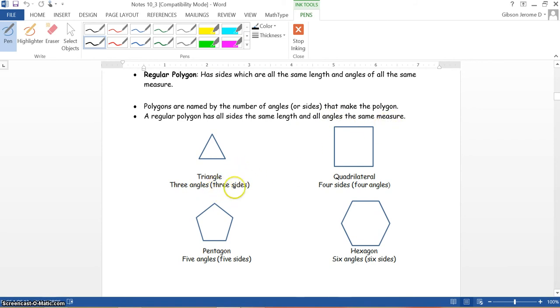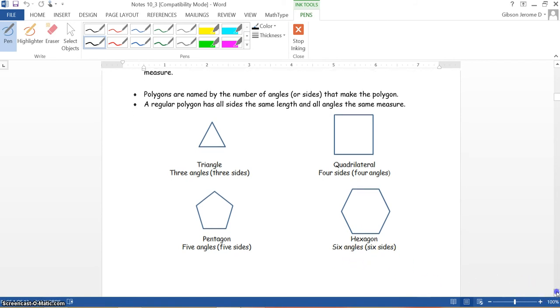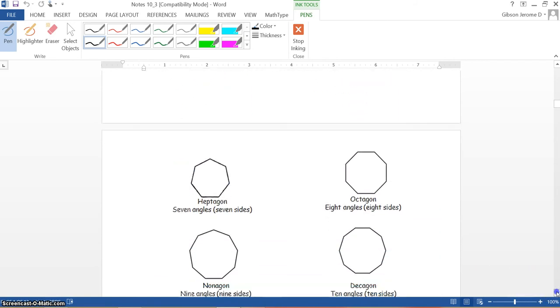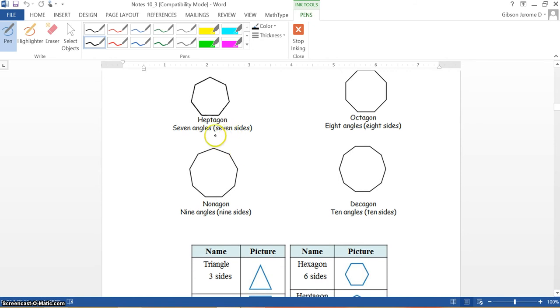Now we have a triangle, 3 sides, 3 angles. A quadrilateral, 4 sides, 4 angles. A pentagon is 5 angles, 5 sides. And a hexagon is 6 angles, 6 sides. Now a heptagon, 7 angles, 7 sides. Octagon, 8 angles, 8 sides. A nonagon is 9 angles, 9 sides. And a decagon is 10 angles, 10 sides.